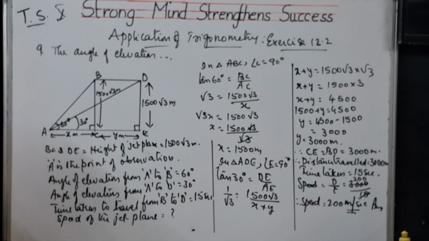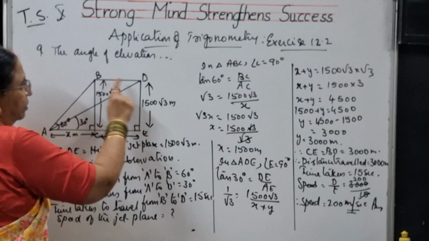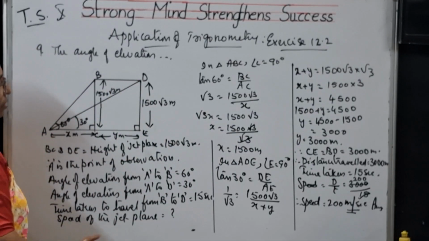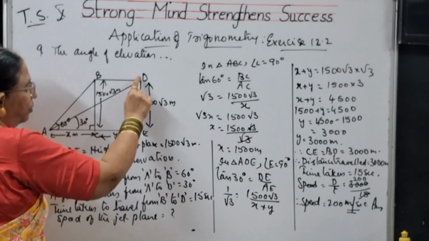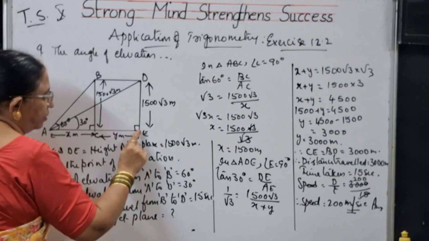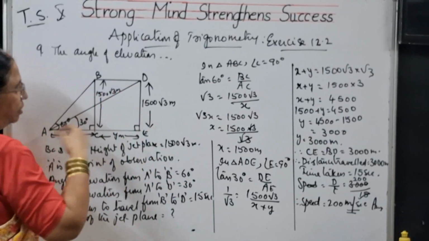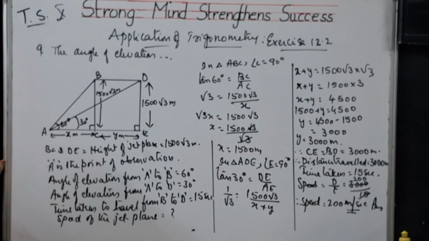So I hope I am clear, children. They are asking speed. Speed means we know the formula distance by time. Distance means this is the distance that the jet plane has traveled. You want to find out this means you can find out this. To find out this, you can use the trigonometrical ratios and you can determine. So this is the way in which you need to do this, children. I hope I am clear. Please note it down.